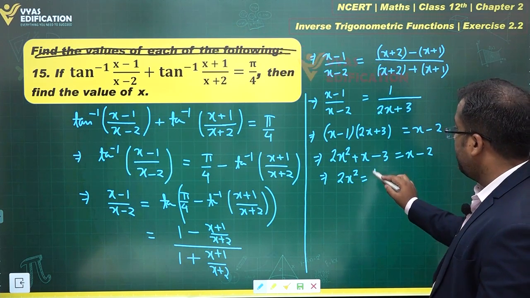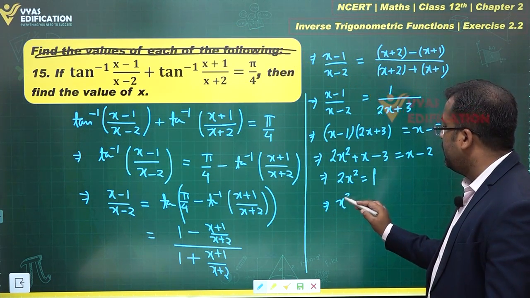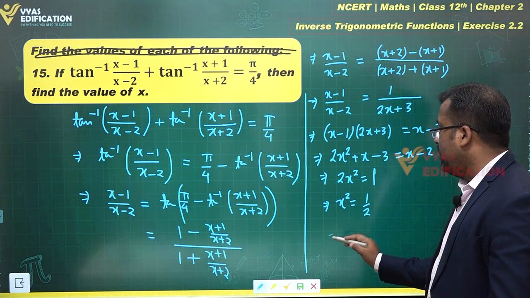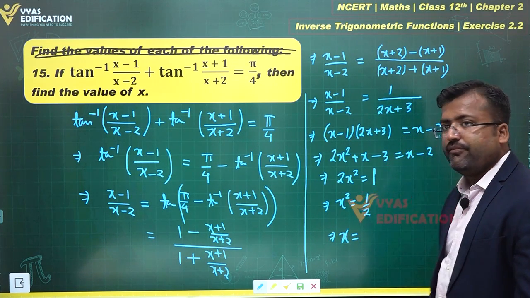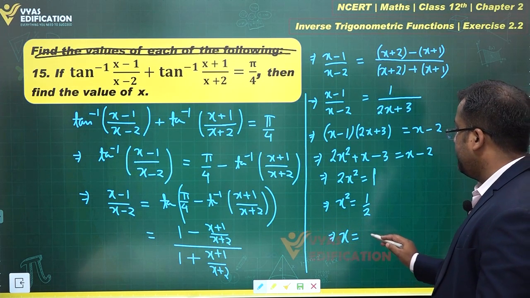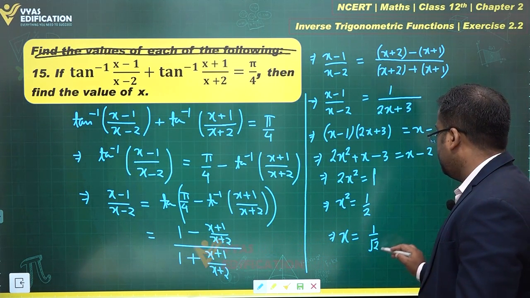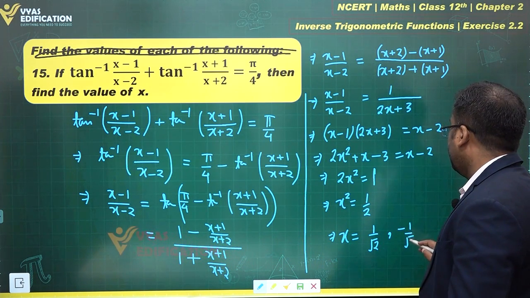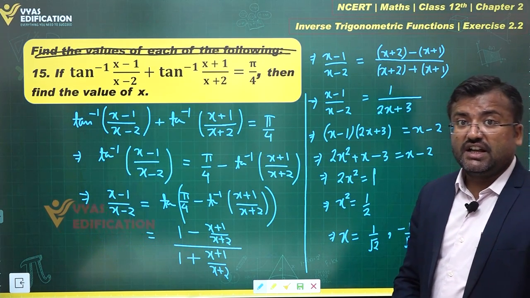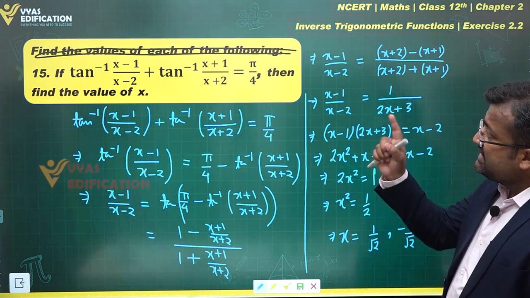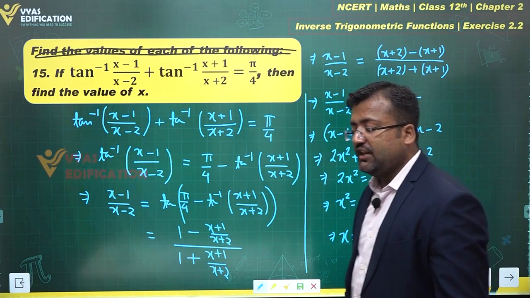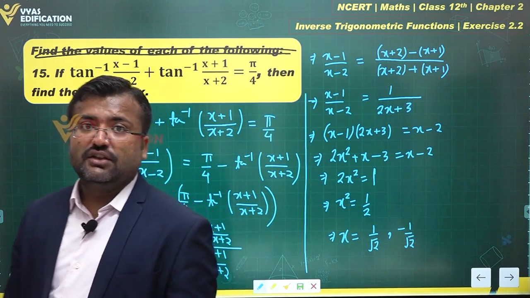This gives me 2x square equal to 1, which implies x square is equal to 1 by 2, or x will be equal to 1 by root 2, comma, minus 1 by root 2. Now which of these will be correct and which will be false can be checked in the original question, and should be checked in the original question.